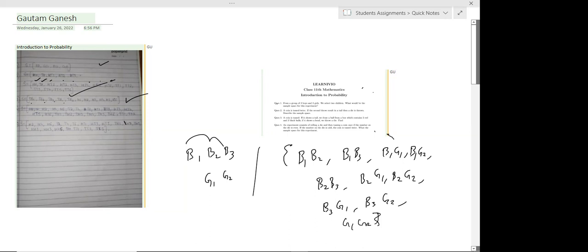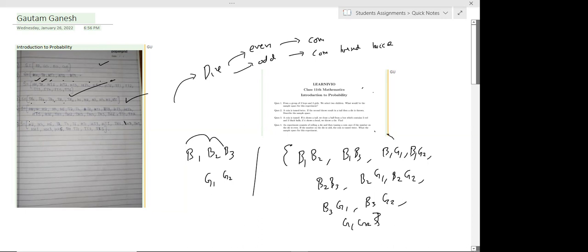The question says, an experiment consists of rolling a die and then tossing a coin once if the number on the die is even. If the number on the die is odd, the coin is tossed twice. That means here we are throwing the die first, right? If it gives even, then a coin is tossed. If it's odd, then the coin is tossed twice.